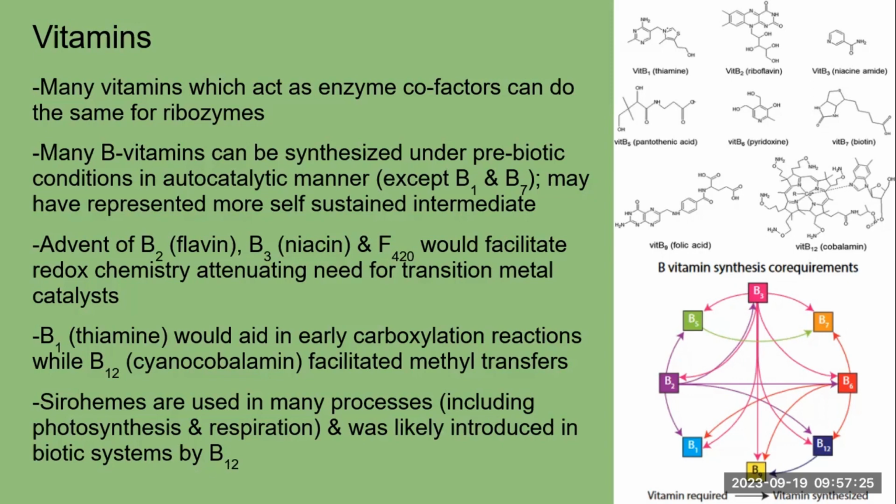In terms of how individual B vitamins aided in early metabolism, B2, flavins, B3, niacin, and one found in prokaryotes known as F420 facilitates redox chemistry. Vitamin B1, thiamine, aids in carboxylation reactions, while vitamin B12, cobalamin, does the same for methyl transfers. An interesting feature of vitamin B12 is that it is based around a siroheme group. Sirohemes are used in many metabolic processes today, such as photosynthesis and respiration, and the progenitor of these was likely B12.